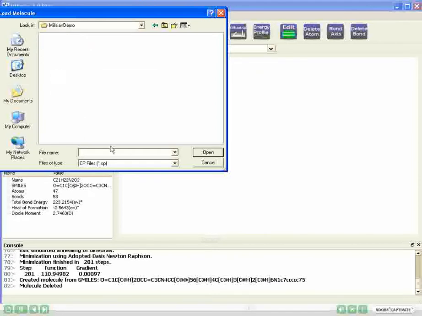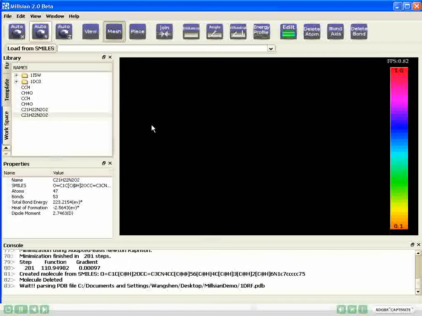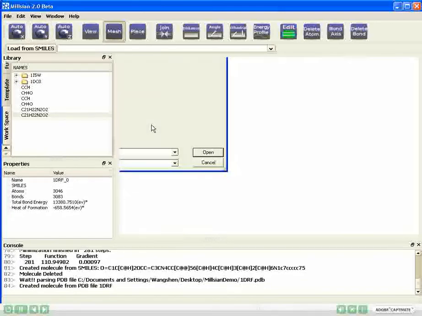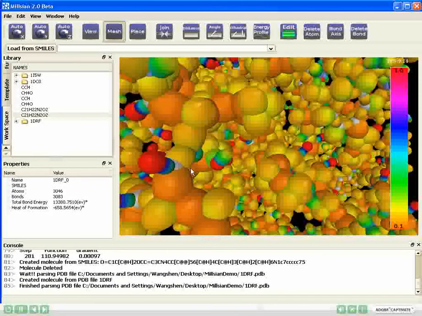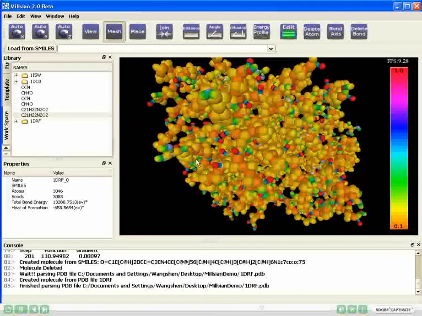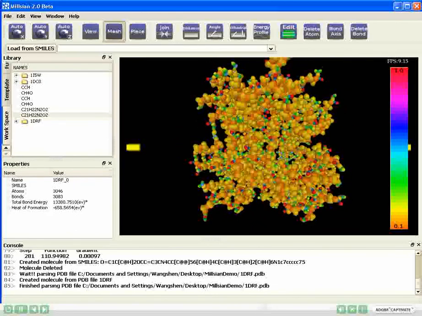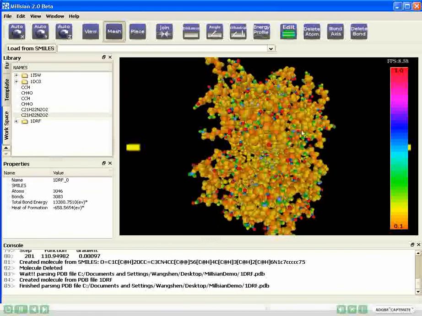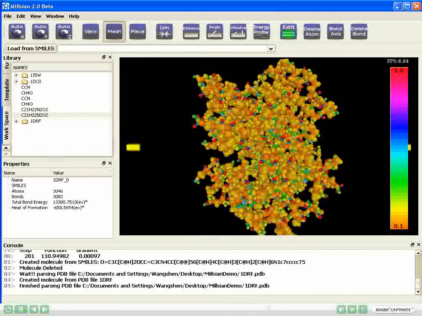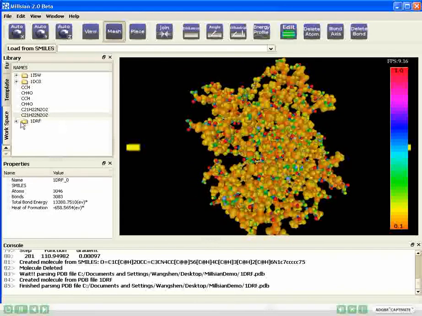To demonstrate this feature, we read in a PDB file of a protein called human dihydrofolate reductase. It takes about 1 minute to calculate the charge distribution and properties of this large molecule with more than 3,000 atoms. Users can rotate and zoom the molecule to examine its structure. The protein chain and substrate can be visualized separately in Millsian.